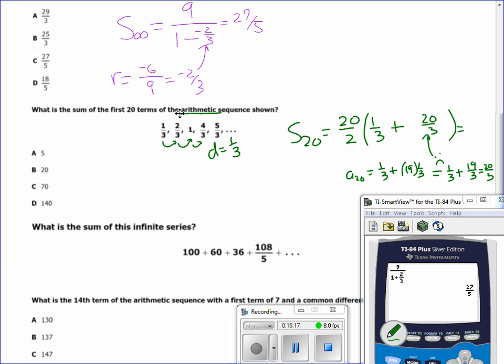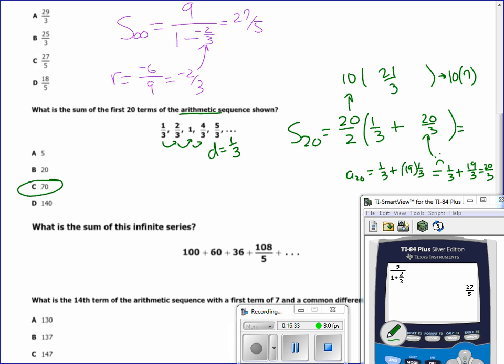And also that's pretty easy because in the front here, this is 10. 1/3 plus 20 thirds is 21 thirds. And that's 10 times 7 then, so 70. So see, it's not that bad to do without your calculator.